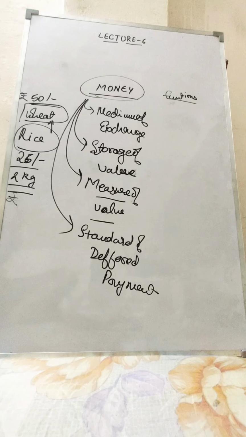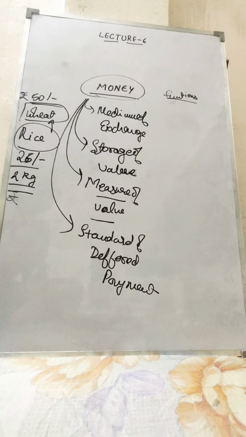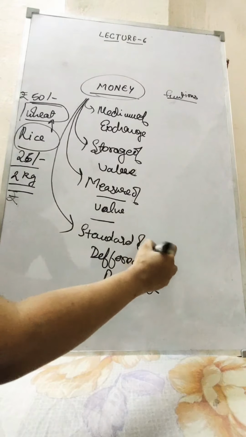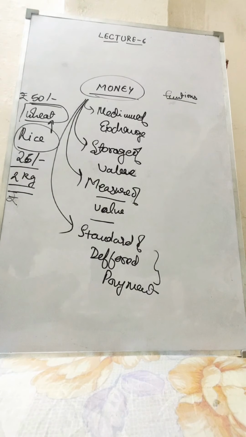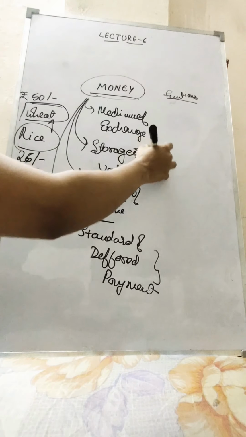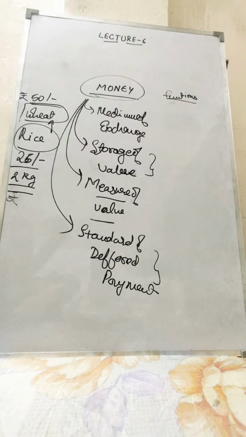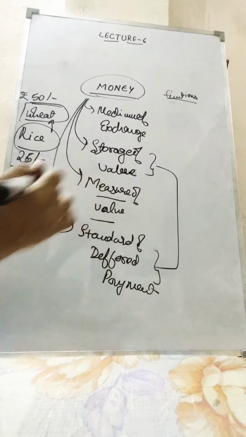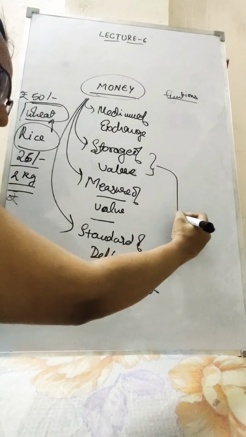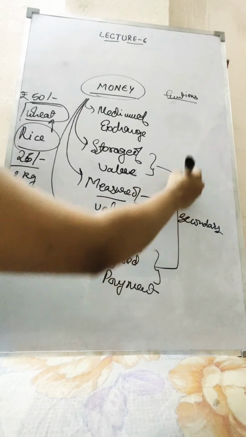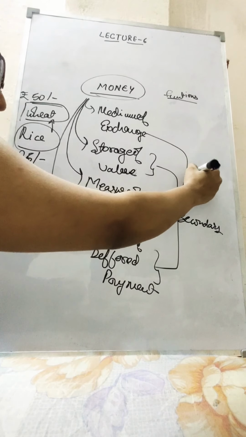By secondary we mean that they are additional, they are the plus point for us. So whenever we are talking in terms of secondary, secondary will be standard of deferred payment along with the storage of value, because it is easy to store as well as it helps us as a standard of deferred payment. So these two are our secondary, and these two are our primary functions.